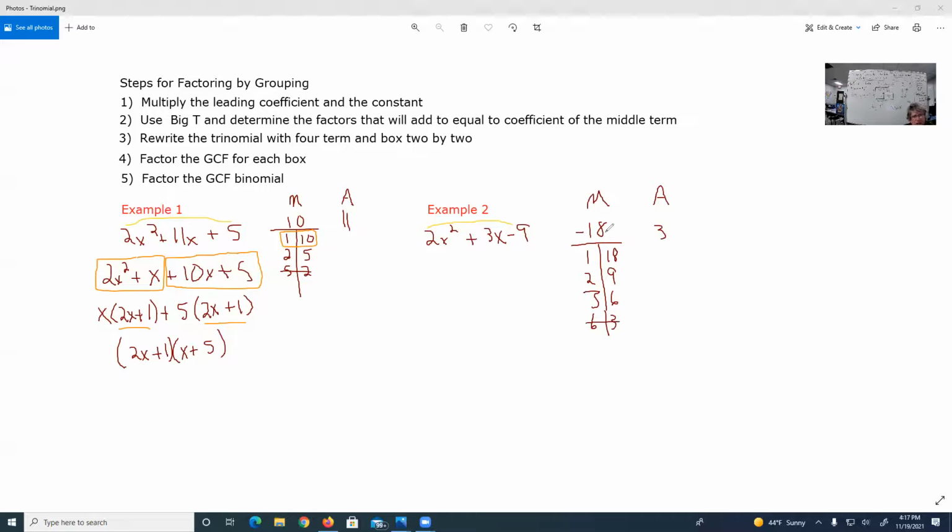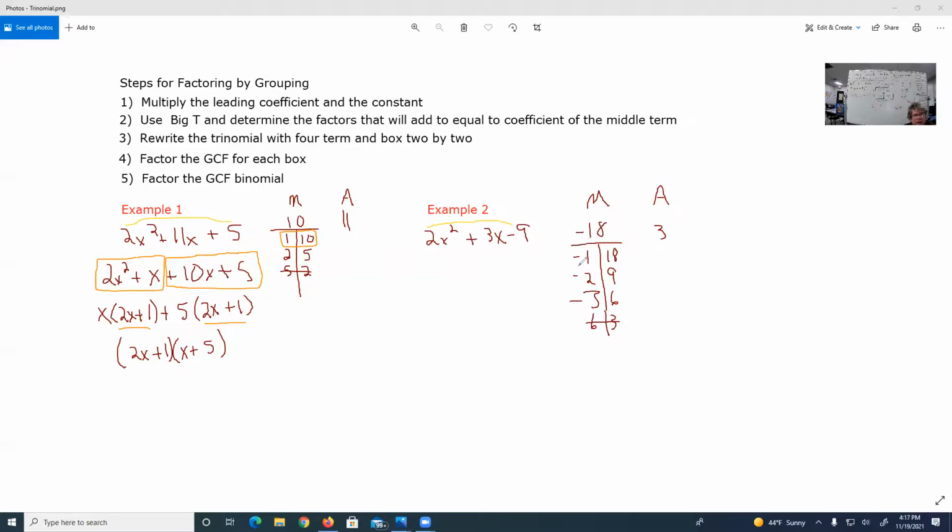But notice how we need a negative 18. That means one of them has to be negative. What helps us figure that out is the actual coefficient of 3. Remember, we have to add these to get the 3. And since that's a positive 3, the bigger number's got to be positive. That means the smaller number has to be negative here.